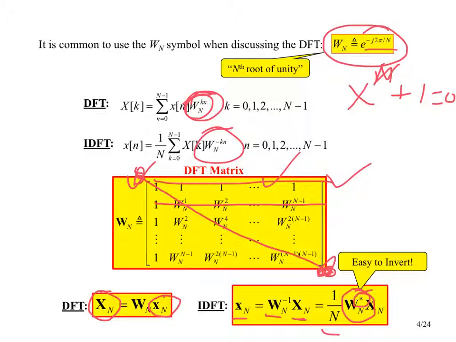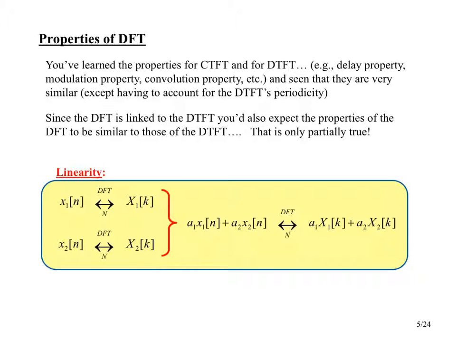So it's very easy to get the inverse matrix. You don't have to really do anything at all other than take the complex conjugate. So that's just an aside, not a big deal, but just something I thought should be mentioned as we go through this. Okay, some properties of the DFT.